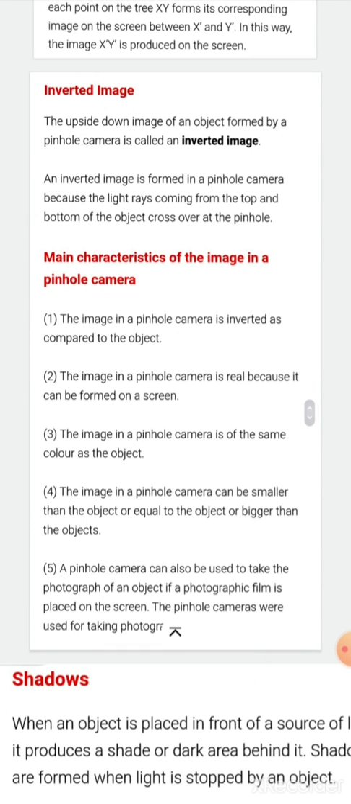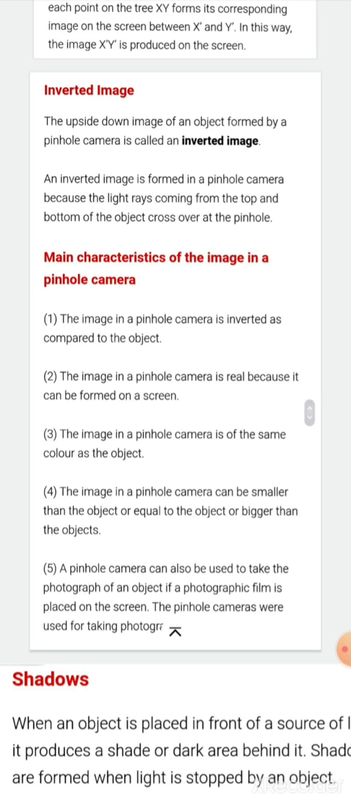The upside down image of an object formed by a pinhole camera, that upside down image of the object formed through the pinhole camera, is called an inverted image. An inverted image is formed in a pinhole camera because the light rays coming from the top and the bottom of the object cross over at the pinhole.